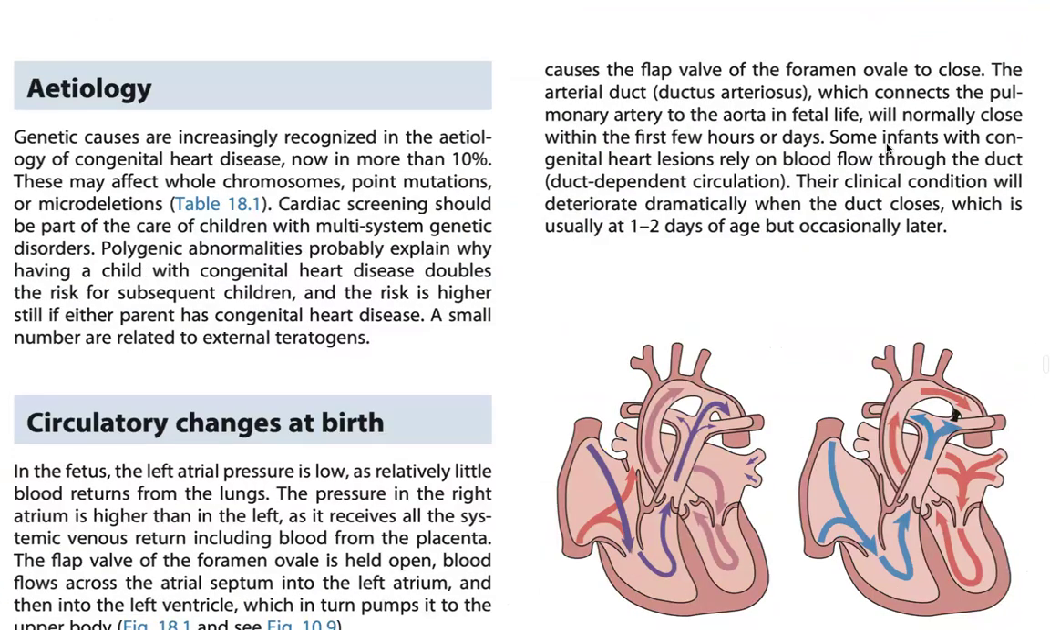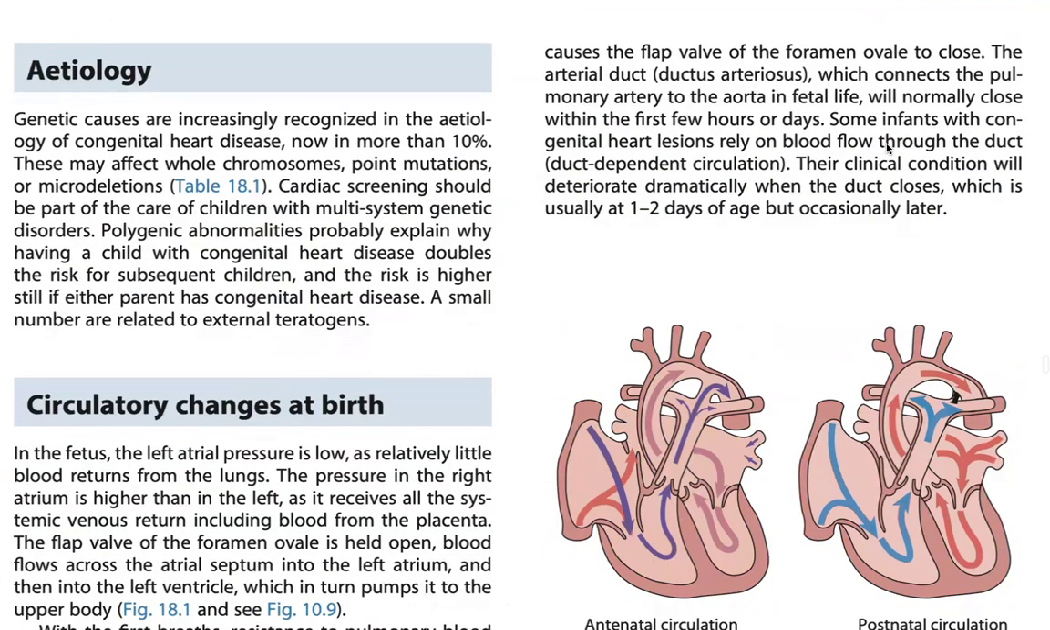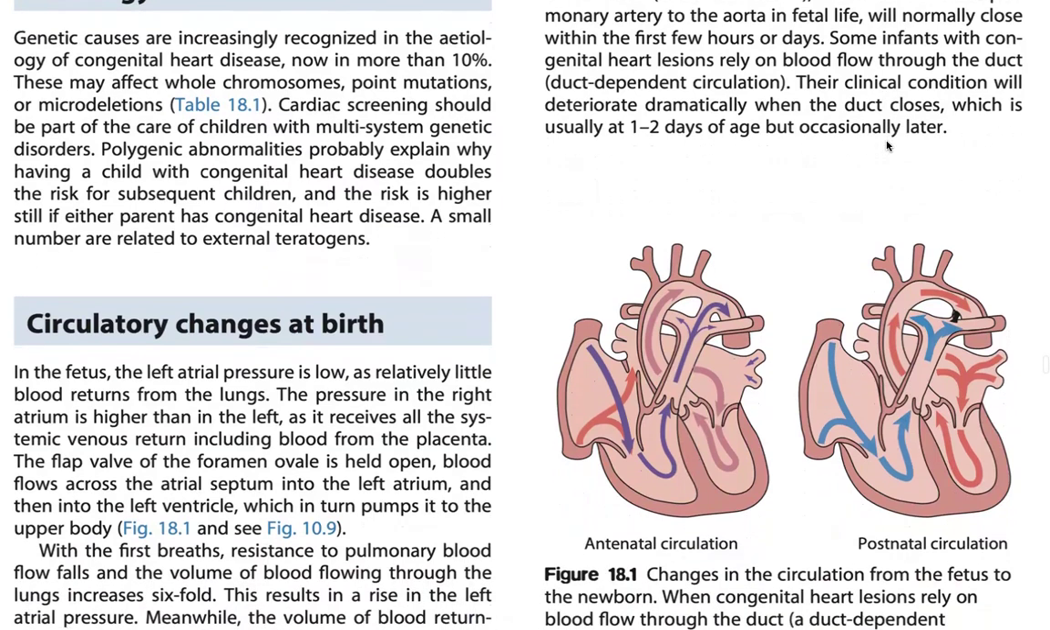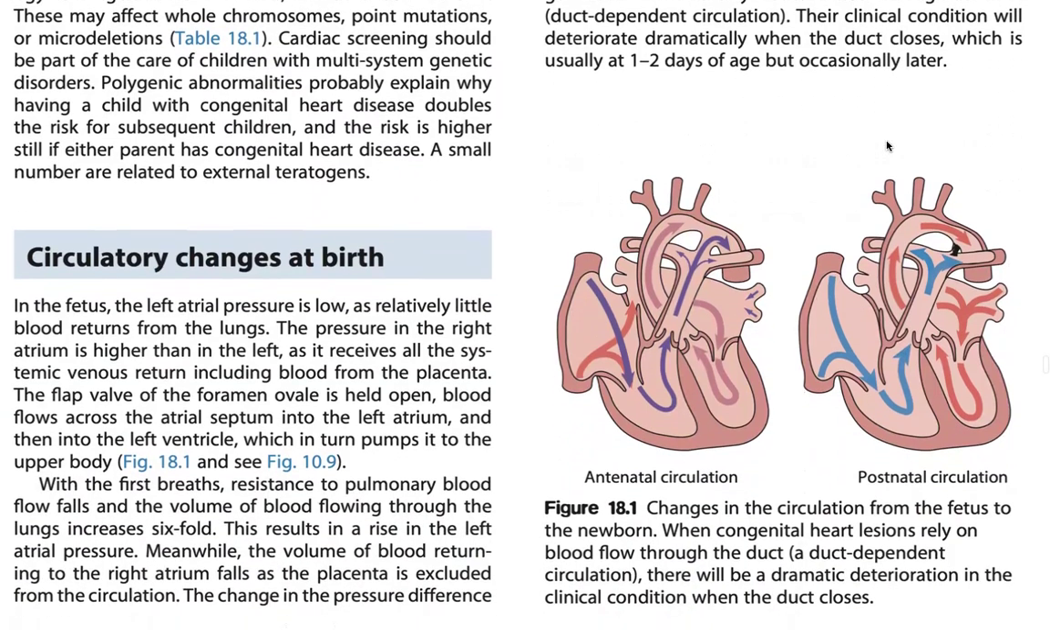Etiology: genetic causes are increasingly recognized in the etiology of congenital heart disease, now in more than 10%. These may affect the whole chromosome, point mutations, or microdeletions. Cardiac screening should be part of the care of children with multi-system genetic disorders. Polygenic abnormalities probably explain why having a child with congenital heart disease doubles the risk for subsequent children. The risk is higher still if either parent has congenital heart disease. A small number are related to external factors.